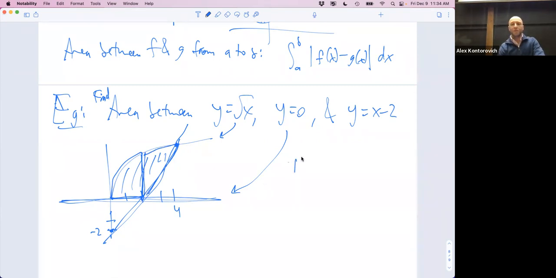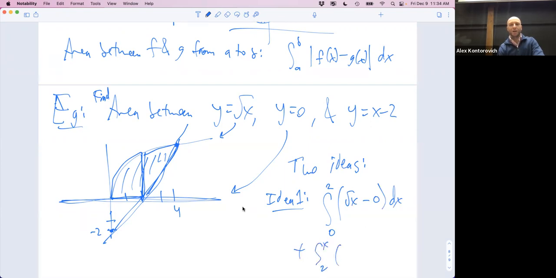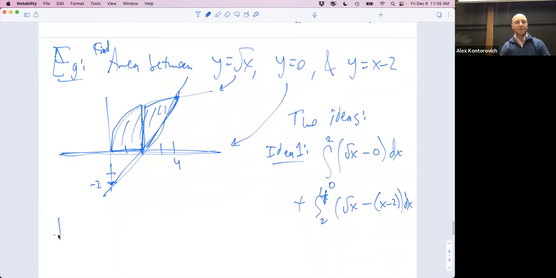Or, so two ideas. Idea one is the integral from 0 to 2 of root x, the top function, minus 0, the bottom function, plus the integral from 2 to 4, root x is the top function, the bottom function is x minus 2. You see that? So you have to break it up. Or idea two is, can't we integrate with respect to y?